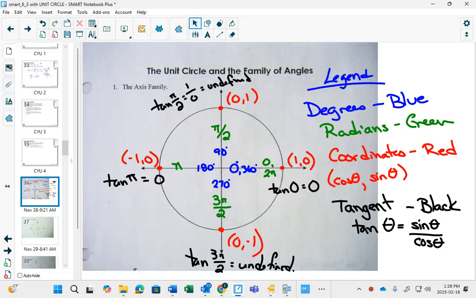So this is the start. This is our axis family. It's the easiest family because the radius is 1, so the coordinates are super easy to find. All of your angles on the axis are easy to find in standard position because you know there's 360 degrees in a whole circle. You know that there's 2 pi radians in a whole circle. So we can figure out the axis family easily.